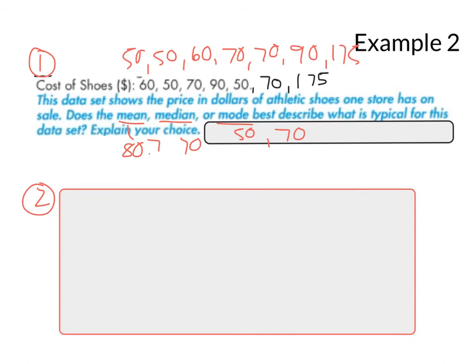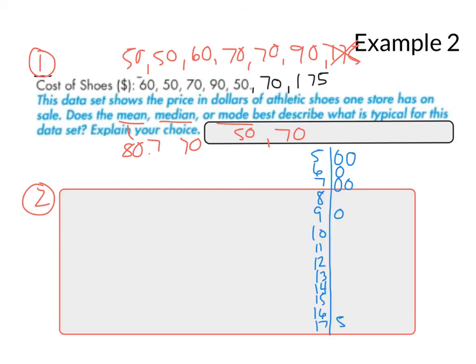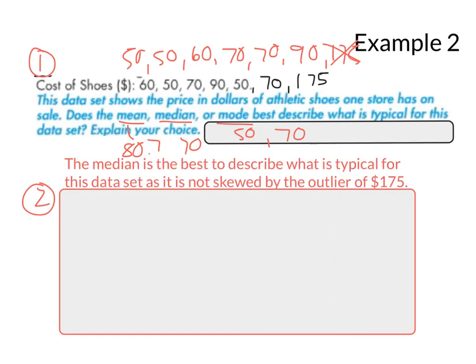Well, if you get rid of the 175, I can see that this is typically a cluster between 50 and 90. And here I made a quick stem and leaf plot, and I hope that you can see that this is kind of an outlier here, but this is a cluster compared to, oh my gosh, look at this giant gap to 175. That's a big outlier, and it's going to skew our mean. Because of that, the median is the best to use. All right, and at this time, please write this underneath number 1.